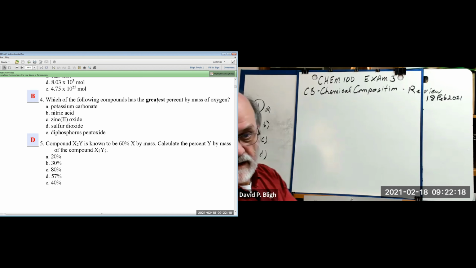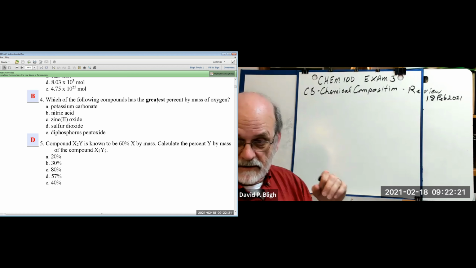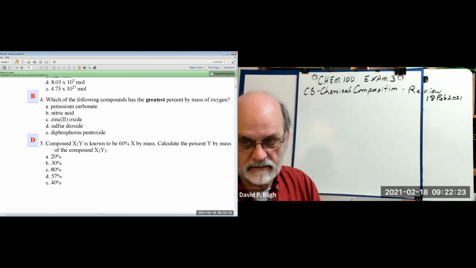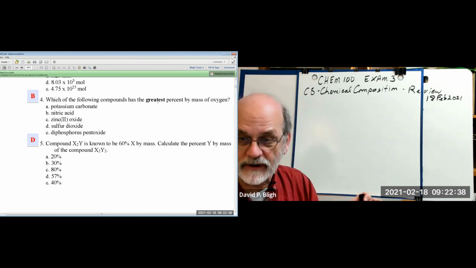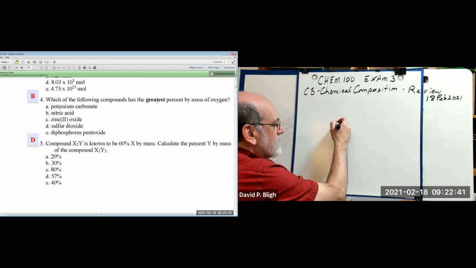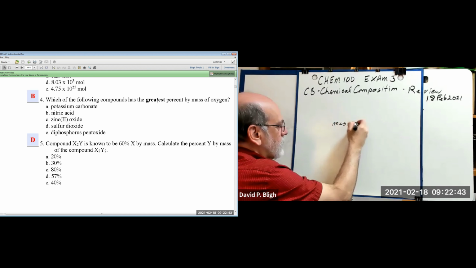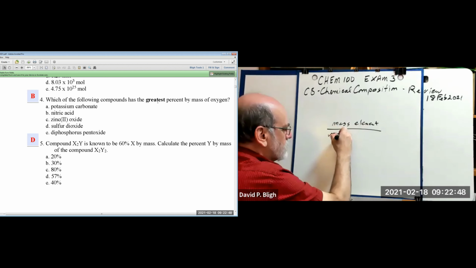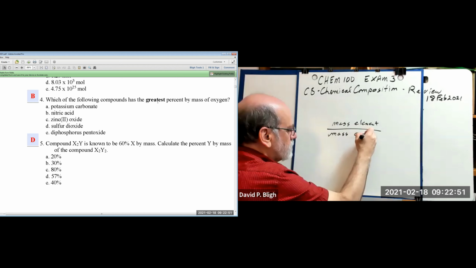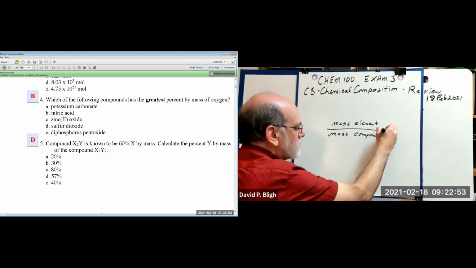Okay. Rather than write those names up there, we're going to have the formula. That's the only way that you can calculate the molar mass that you're going to need to do the calculation of percent by mass. Remember, when we calculate percent by mass from a formula, you just need the mass of the element divided by the mass of the compound times 100.